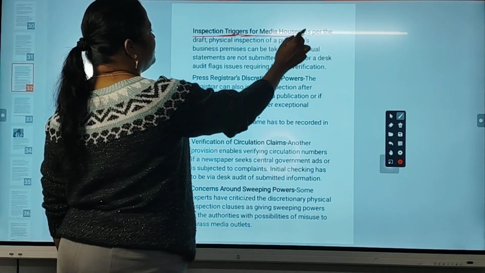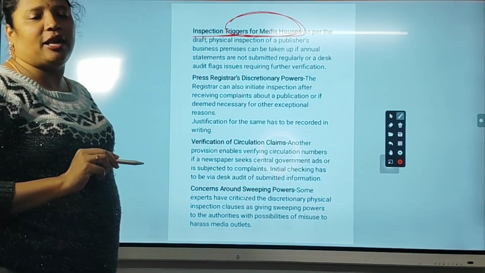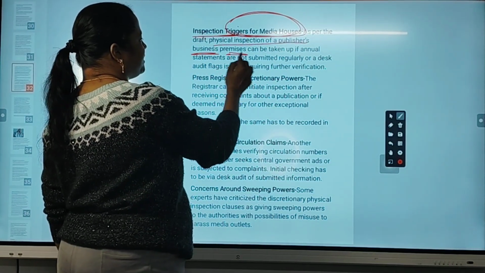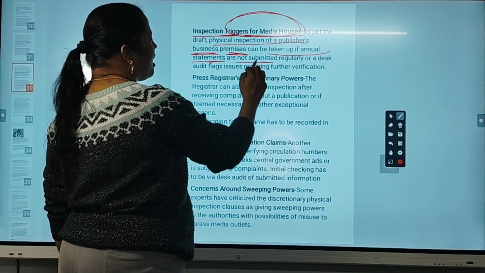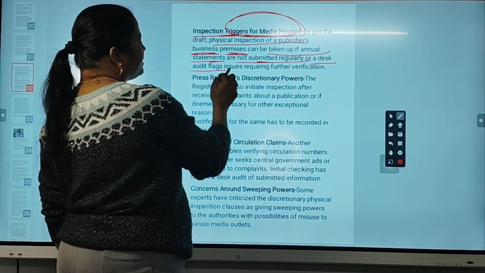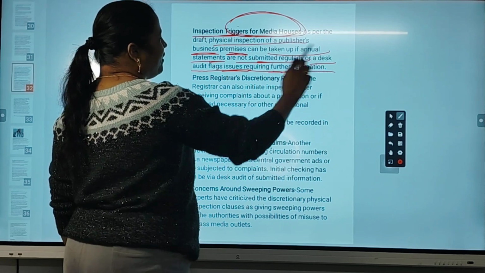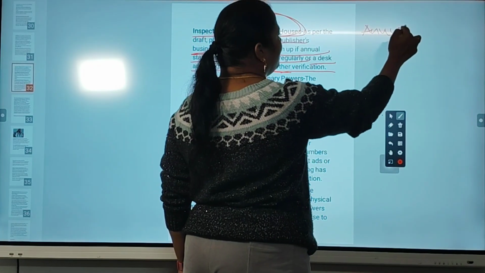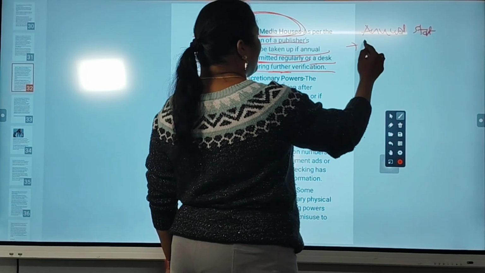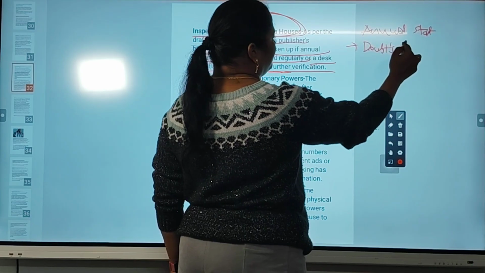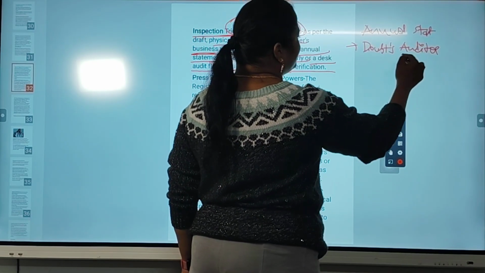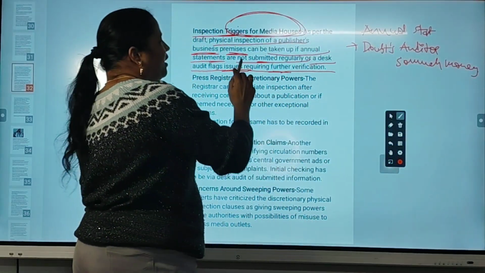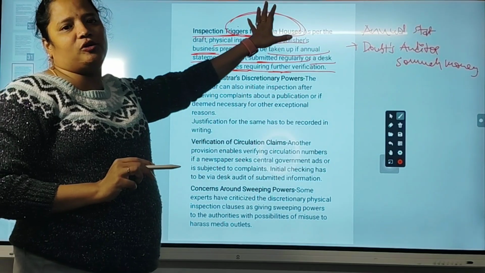Inspection triggers for media houses. It means inspection can be done in media houses from now onwards. As per the draft, physical inspection of a publisher's business premises can be taken up if annual statements are not submitted regularly and a desk audit flag is issued requiring further verification. If they are not submitting annual statements properly, or the auditors doubt them because they are getting so much money, meaning they have huge profit, then the officials can directly visit the media house to inspect.